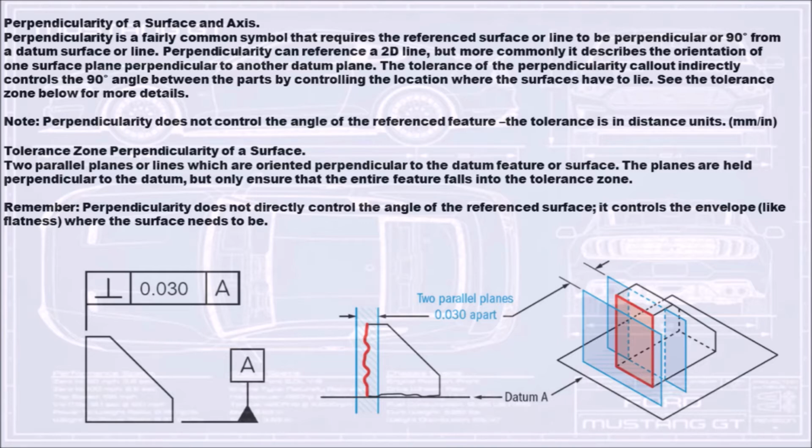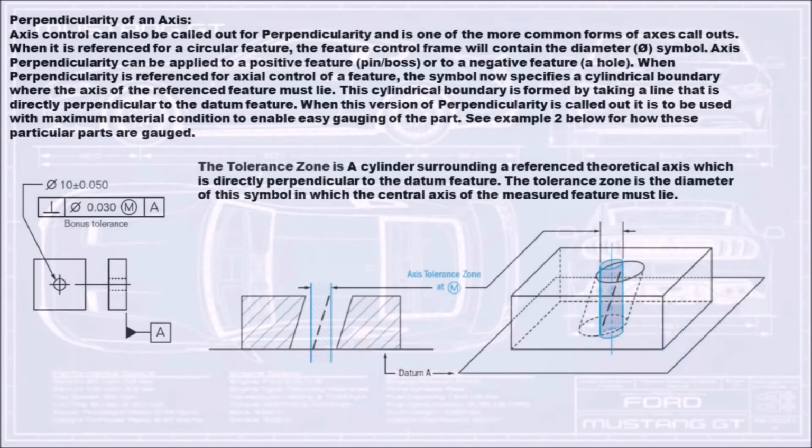Two parallel planes or lines which are oriented perpendicular to the datum feature or surface. The planes are held perpendicular to the datum, but only ensure that the entire feature falls into the tolerance zone. Remember, perpendicularity does not directly control the angle of the referenced surface, it controls the envelope, like flatness, where the surface needs to be. Perpendicularity of an axis.